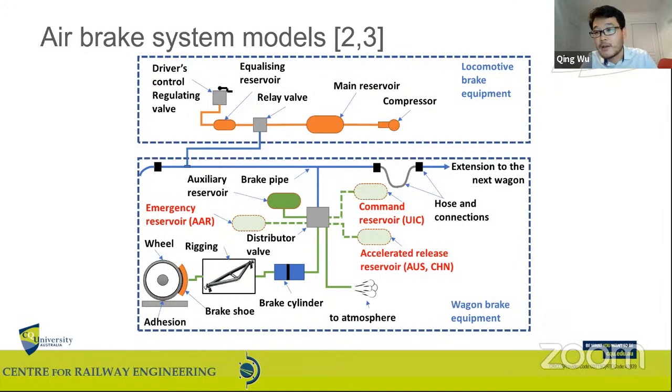Or we just describe that brake cylinder pressure change as an exponential function or polynomial function. You can use the simpler function to describe how they are changing. Move to the next level: because the air brake system is basically a fluid or pneumatic system, to better describe the physical principle in the system, we often have to use fluid dynamics theories.